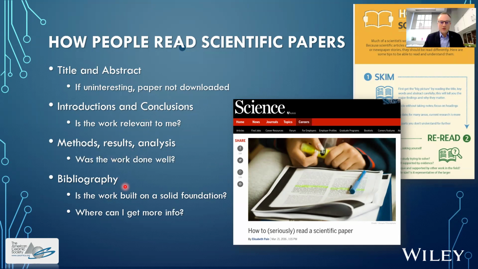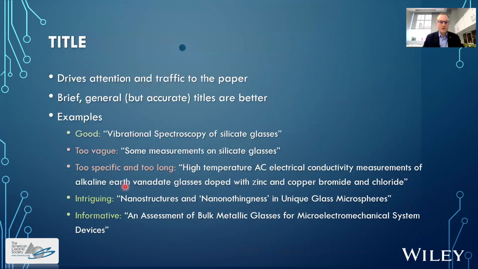Oftentimes people will use your paper as a gateway to find other research as well. So you want to make sure that you have a comprehensive set of references that are relevant for your research. Now, I'll finish up this presentation with a few specific tips on these different sections of your article. First is the title. The title drives the attention and traffic to the paper. If you don't have a clear, concise title that captures the core of what it is that you're trying to present, then people are likely not going to go any further.